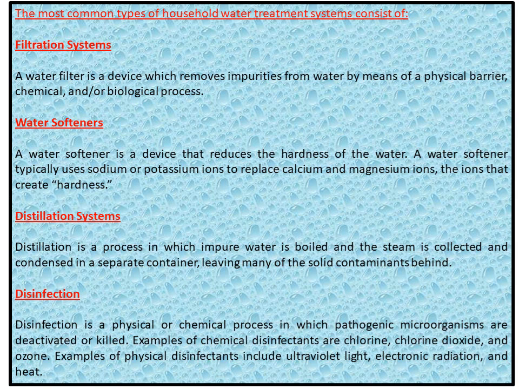Distillation systems. Distillation is a process in which impure water is boiled and the steam is collected and condensed in a separate container, leaving many of the solid contaminants behind. Disinfection. Disinfection is a physical or chemical process in which pathogenic microorganisms are deactivated or killed. Examples of chemical disinfectants are chlorine, chlorine dioxide, and ozone. Examples of physical disinfectants include ultraviolet light, electron radiation, and heat.